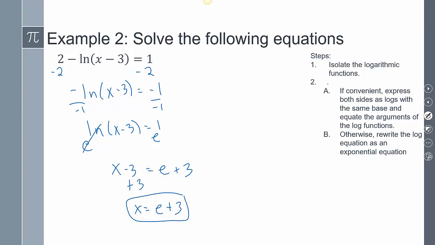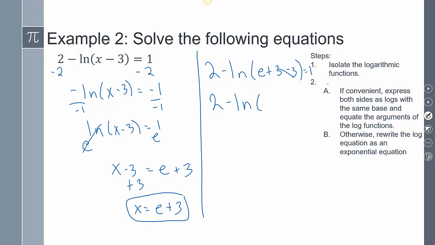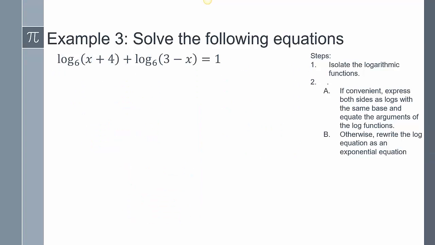So now I need to go through and check my answer. So we got to plug this back in. So if I get 2 minus ln of e plus 3 minus 3, does that equal 1? Well, the 3's cancel out. Ln e is just 1. 1 equals 1. So it does work. So that is one of my solutions.